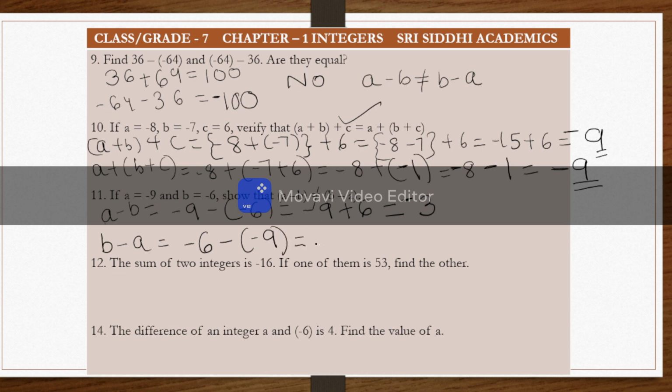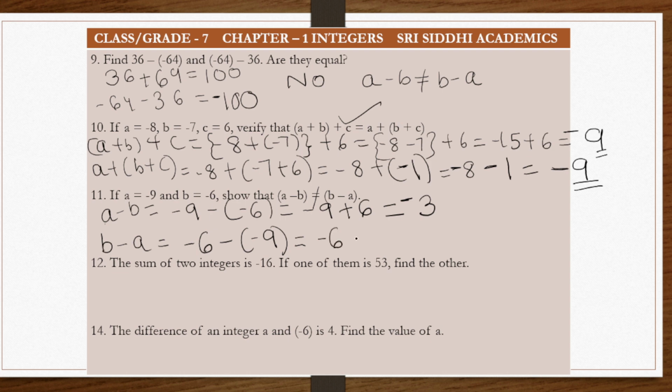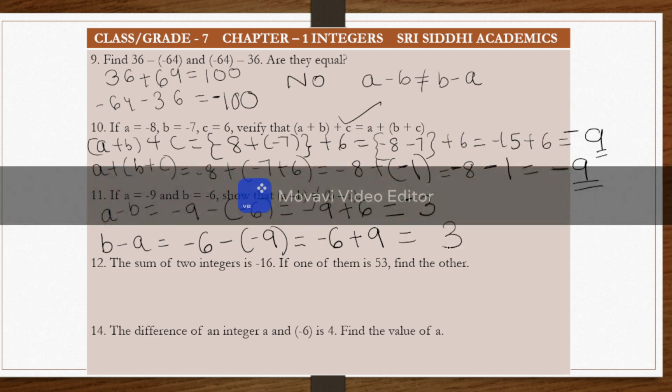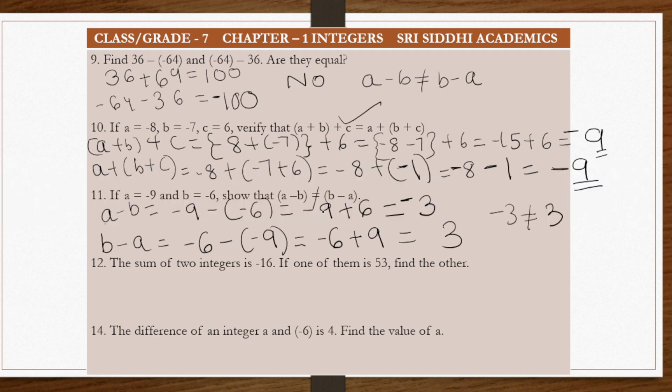So if you do this, that will be minus 6 minus of minus 9, again it will be plus 9. So it's different sign integers, so it will be subtraction, 3, and bigger value is 9, so the answer will be positive integer 3. So minus 3 is not equal to 3. So a minus b is not equal to b minus a. That means commutative property does not hold good for subtraction of integers.